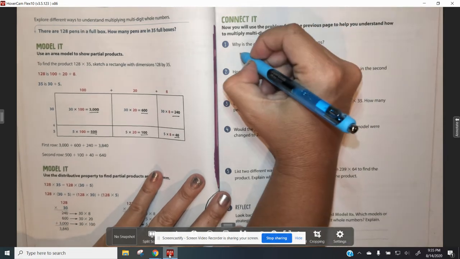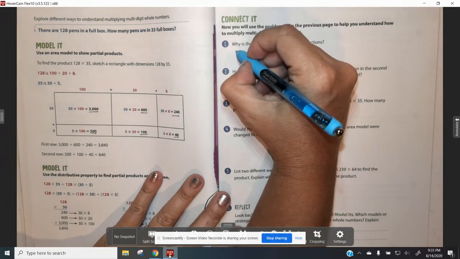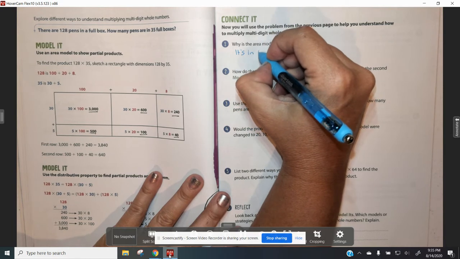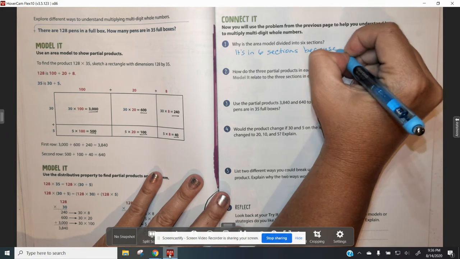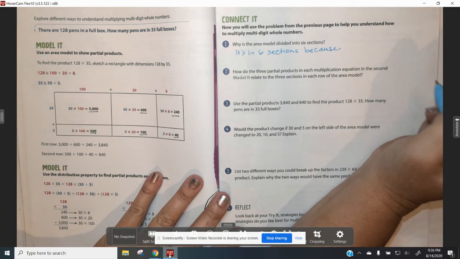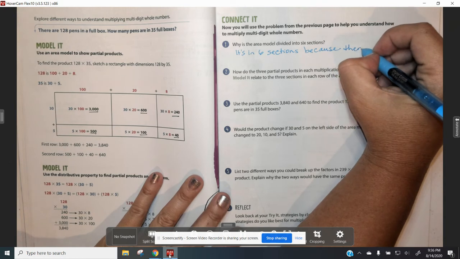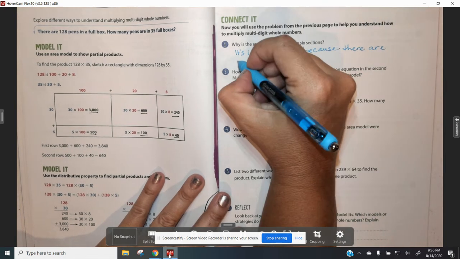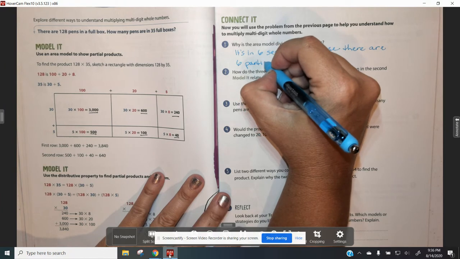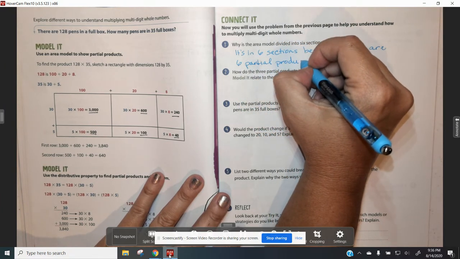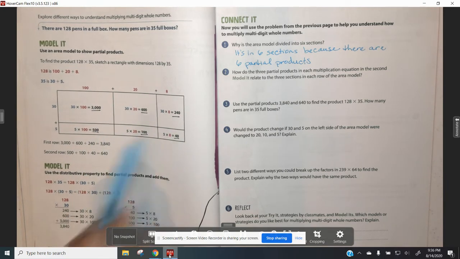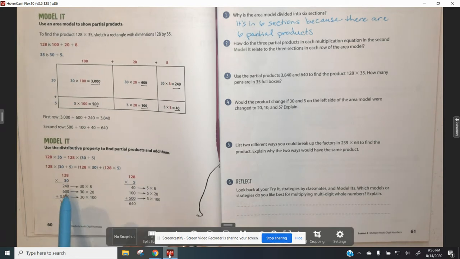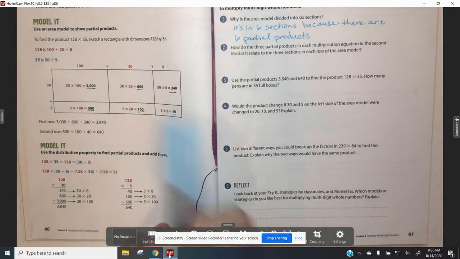All right, the area model is divided into 6 sections because there are 6 partial products. So we see down here we have 1, 2, 3, 4, 5, 6. We also down here can see that we have 1, 2, 3, 4, 5, 6. So we need to have 6 sections because there's 6 partial products.